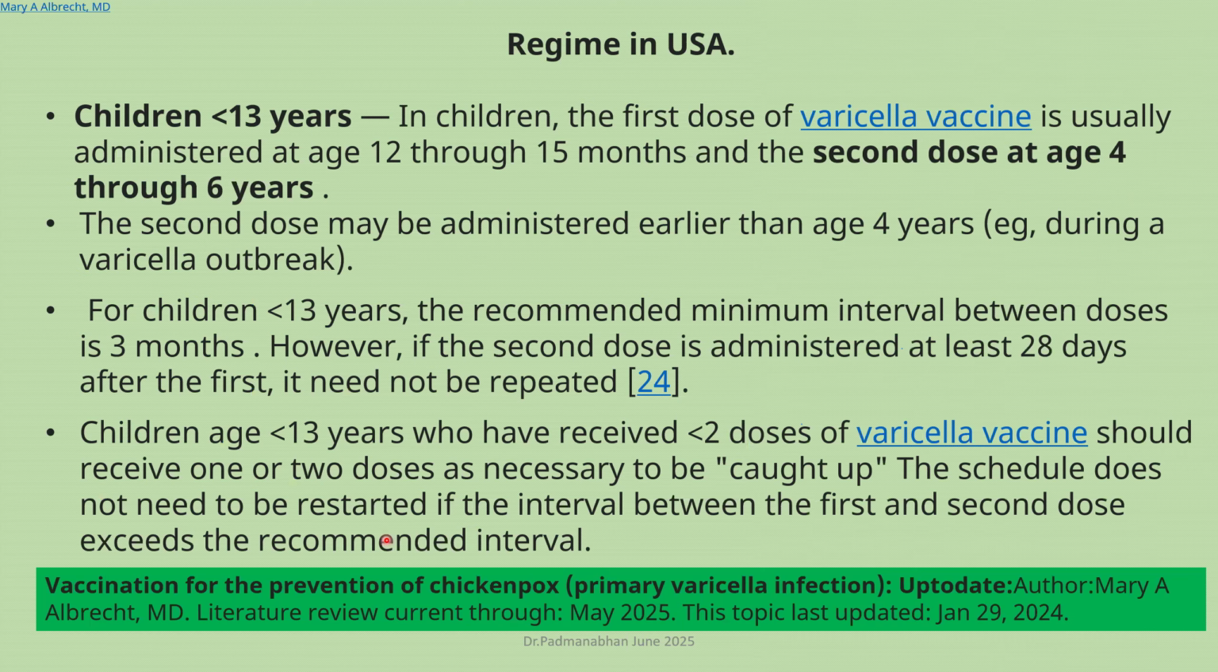Look at the regime in the USA. The varicella vaccine is usually given at 12 to 15 months, with the second dose at 4 to 6 years. The difference is only that; the rest is the same as in our group.